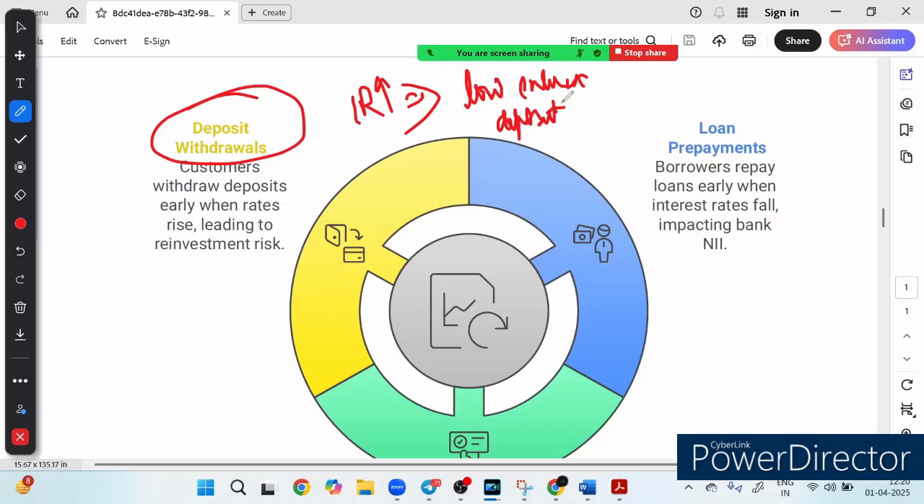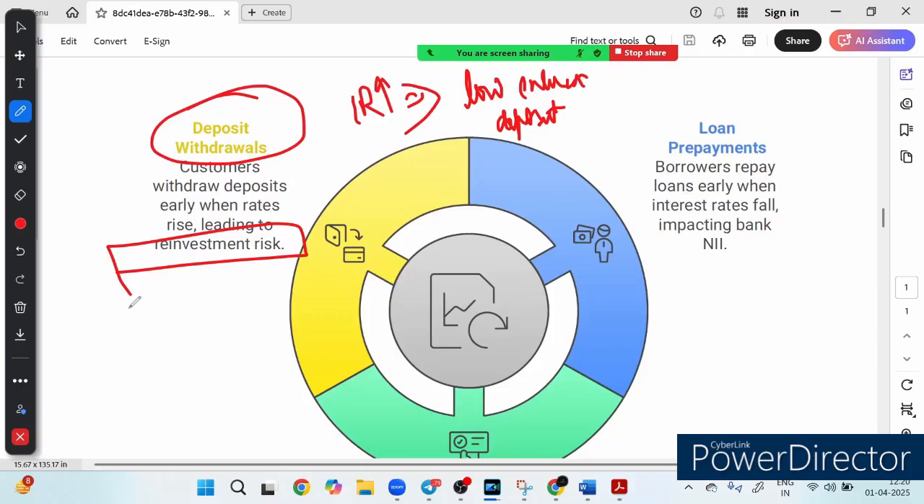Customers withdraw their low interest deposits and reinvest them elsewhere, right? So this forces the bank to reinvest at a higher rate, leading to something called reinvestment risk. Again, to repeat: when interest rates rise, customers withdraw their low interest deposits and reinvest them elsewhere.